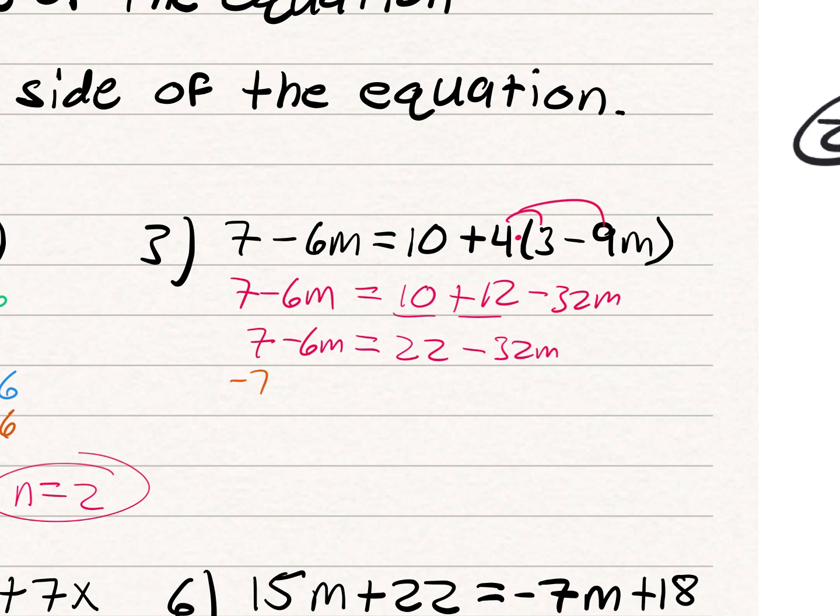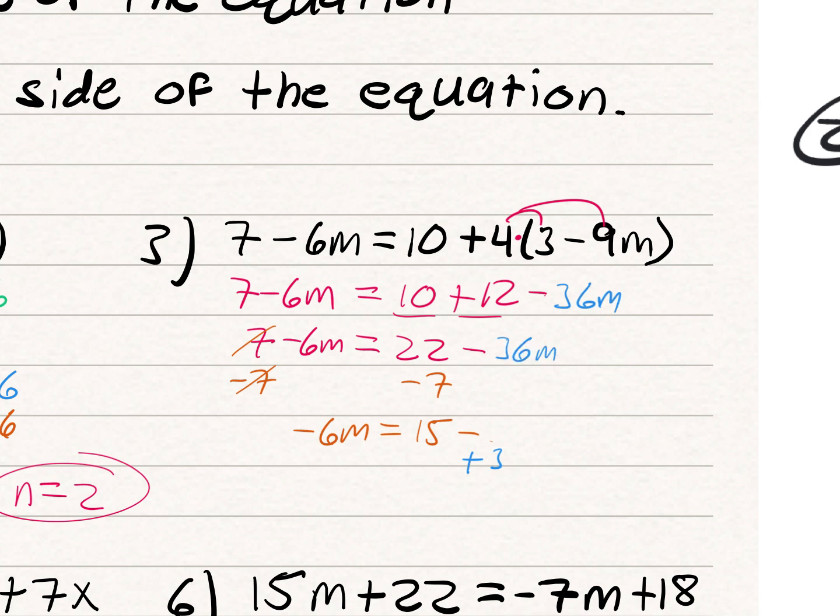So let me go ahead and subtract the 7. Again, it doesn't matter which side you're moving where. I'm just going to move the 7. So 7 minus 7, you get negative 6m equals 22 minus 7 is 15 minus 32m. And then let's add 32 on both sides. Or 36, I'm sorry. Let me go back. Yeah, this should be 36. My bad. Okay, so minus 36.